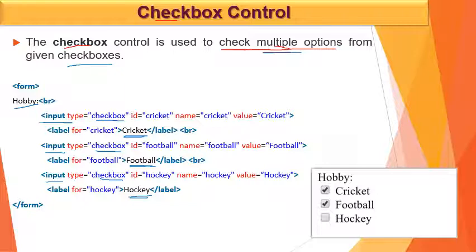We can select any two options or any three options or any one option. Also, we can select none of these options. So that is very important that these are all given in the label. See here the label which is given every time with the input type. So the label is displayed on the form. Now this is the output of this checkbox control.